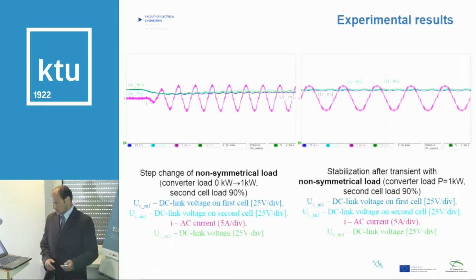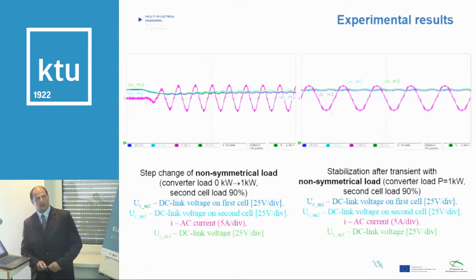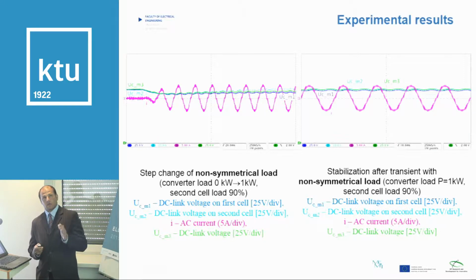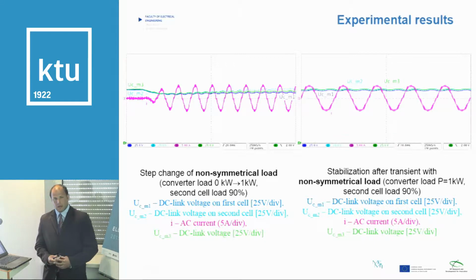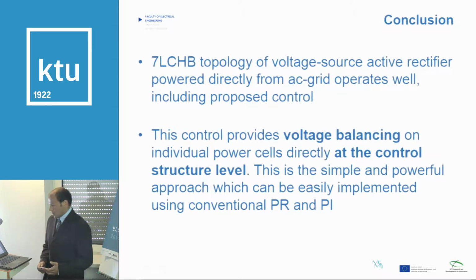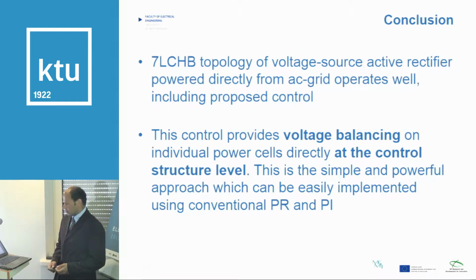And now the last experiment: the converter is under non-symmetrical load. In this case, the second cell of the converter is loaded just 90% against the first and third cells. And within 1 second, the voltage is stabilized to the required value. This control provides voltage balancing on the individual power cells.